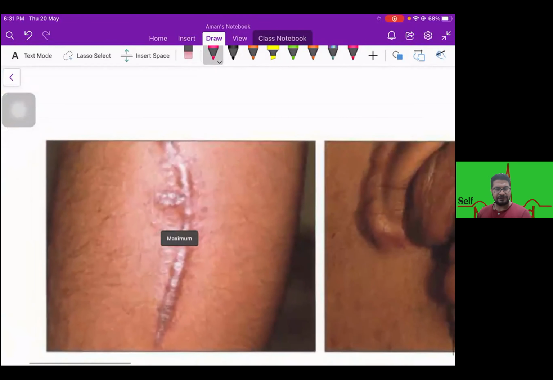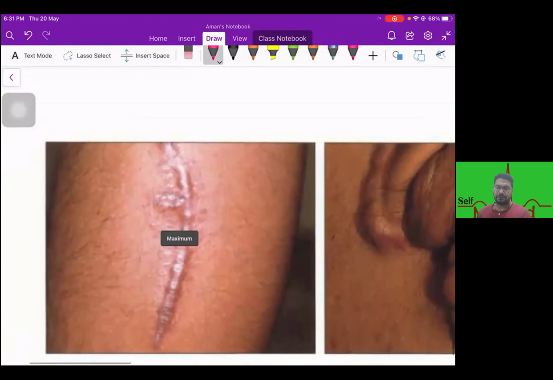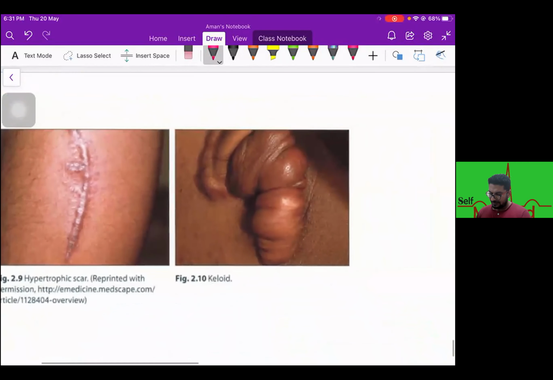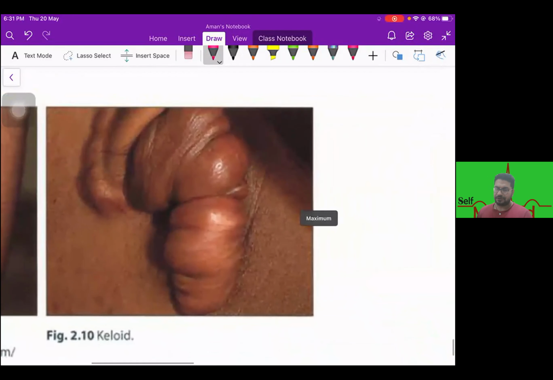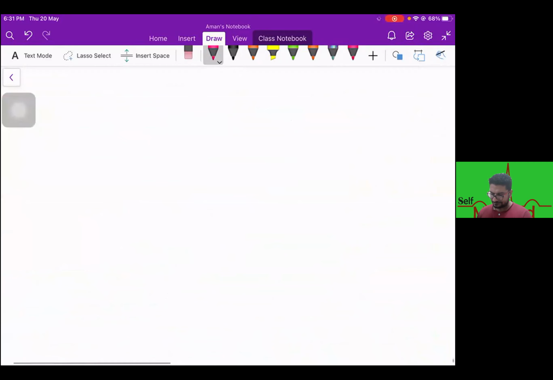Then again, the difference between these: just tell me the answer, what is it? Keloid or scar? This is a hypertrophic scar. And here you can see this is your keloid.